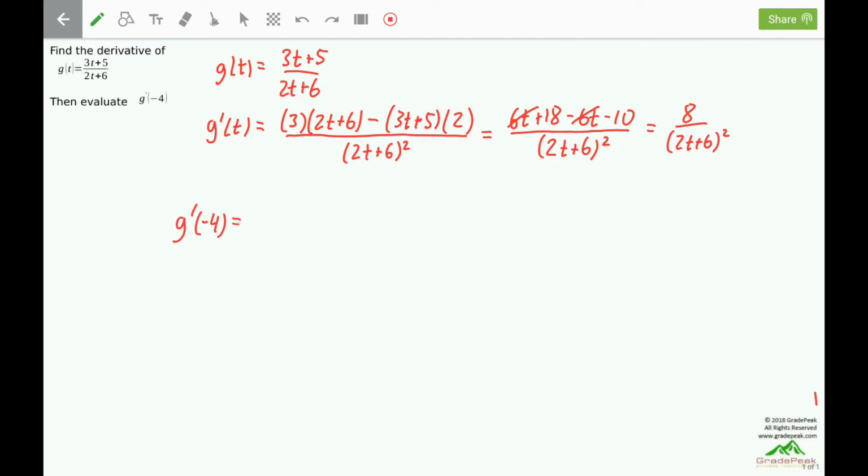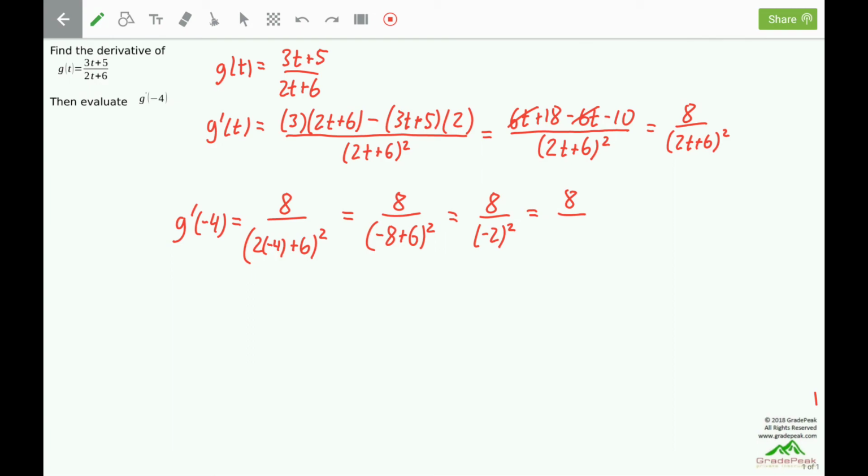G prime of negative 4 means to plug a negative 4 in for each of the t's. So we'll have 8 over 2 times negative 4 plus 6 quantity squared. 8 over 2 times a negative 4 is a negative 8 plus 6 quantity squared. Negative 8 plus 6 is a negative 2. So 8 divided by negative 2 squared.